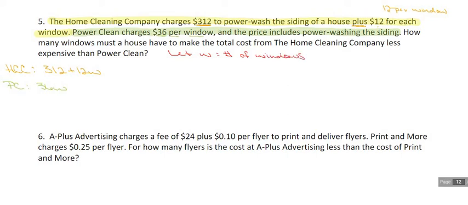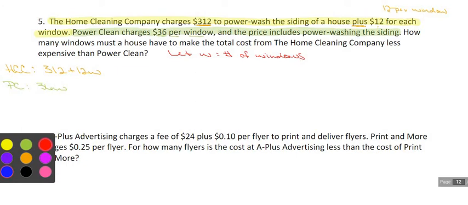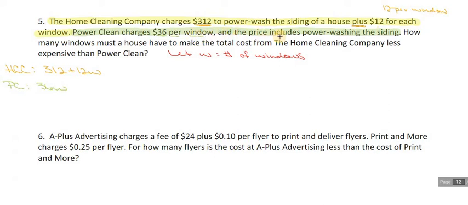And now let's set up an inequality here to satisfy the situation. So it says, how many windows must a house have to make the total cost from home cleaning company less expensive than Power Clean? So let's just start by writing, literally, we want HCC to be less than Power Clean. So now we're just going to take each of their expressions that represents their cost and substitute it in and then solve. So we have 312 plus 12W is HCC. We want it to be less than Power Clean, which is just 36W.